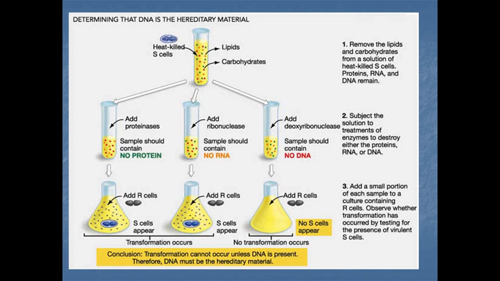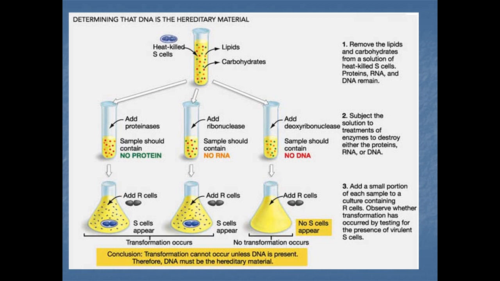So we'll see it a little more briefly through this image. They took heat killed S cells, and then they made three aliquots from this. In one aliquot they added proteinases. As you know, proteinases are enzymes that degrade protein. They added RNases, which degrade RNA, and DNases, which are enzymes that degrade DNA. To that he added R cells.